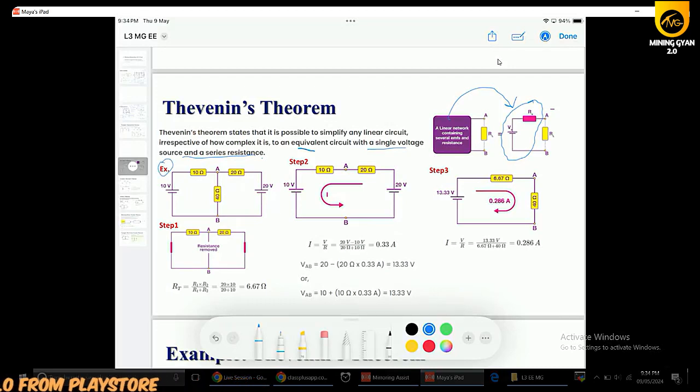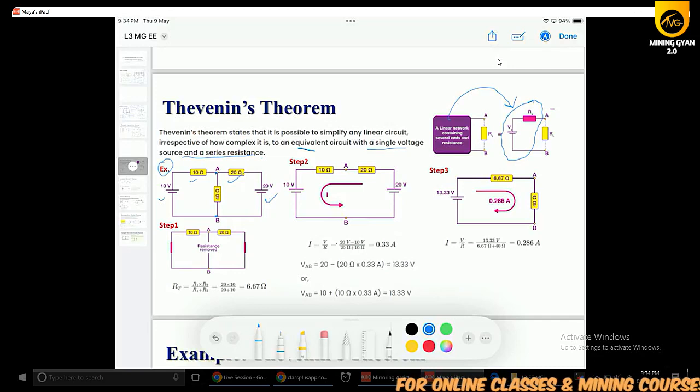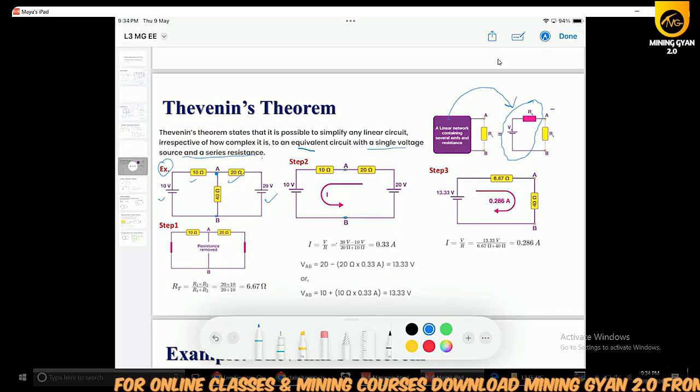This is the example in which they have given two sources, 10 volts and 20 volts, and there are three resistors connected in this manner. Now, what do we have to calculate? We have to calculate the equivalent resistance RTH and the equivalent voltage across the terminals A and B. So how to calculate that?